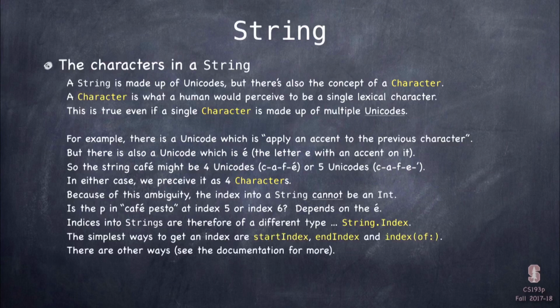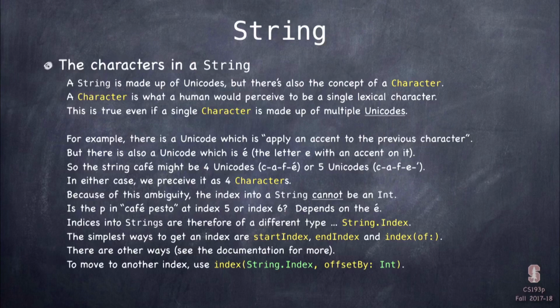So what does that mean? We have to get an index. How do we get an index? You can get the start index of a string. You can get the end index of a string. You can also use index(of:) with a character to find the first index of that character. There's a bunch of different methods and vars on string to get an index. Once you have an index in your hand, you can offset that index by an Int. So if you want to get the 4th character in a string, you get the start index and then offset it by 3, from the 1st to the 4th.